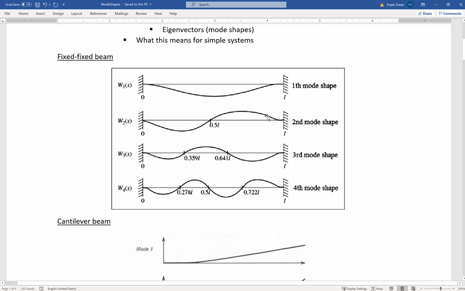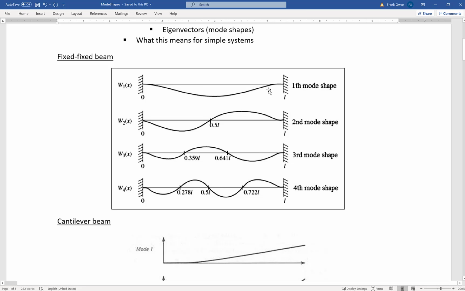The second mode shape does look like a whole sine wave here in a way, but you have two peaks in it, and as you go along, you get more and more peaks. And then the other thing that's important: our beam is oscillating in all of these mode shapes together. The total oscillation of the beam is the superposition of all these different vibration modes on top of each other.